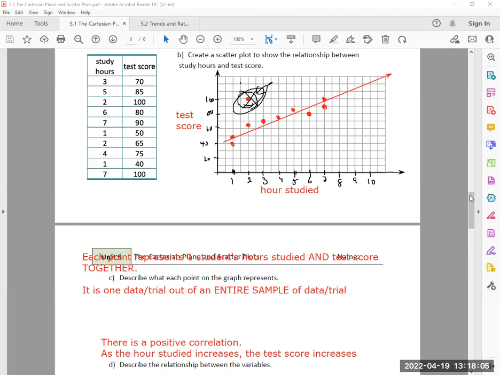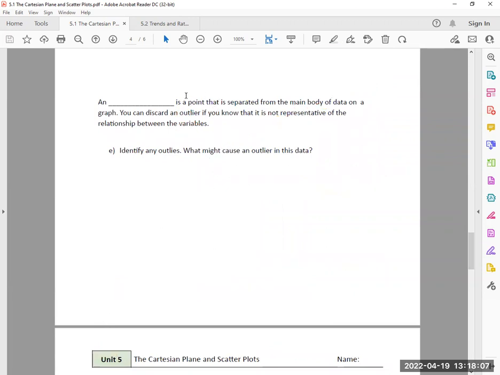But either way, let's go all the way to the bottom. An outlier is a point that is separated from the main body of data on the graph. You can discard an outlier if you know that is not representative of your relationship. Right? But if you see more than one, then you have to raise an eyebrow and be like, why is it not a freak accident? That's science. Anyways, identify an outlier.